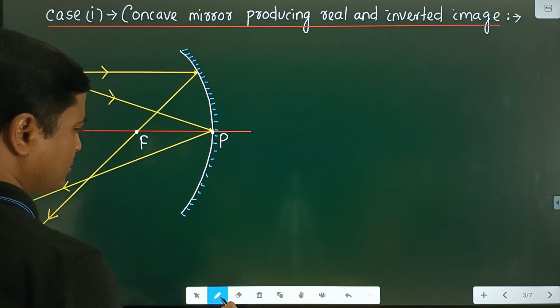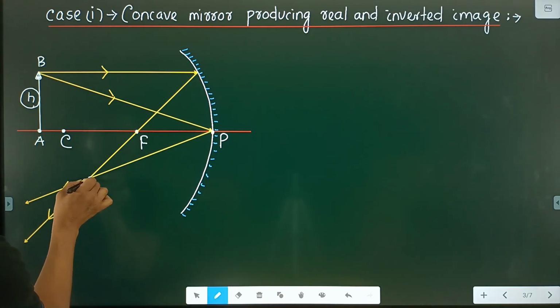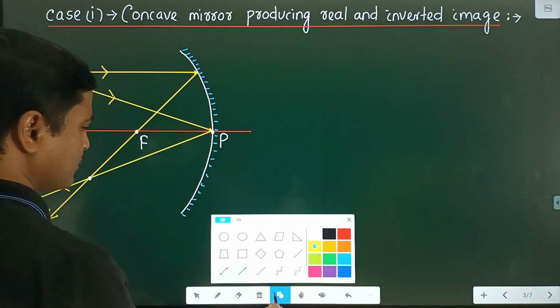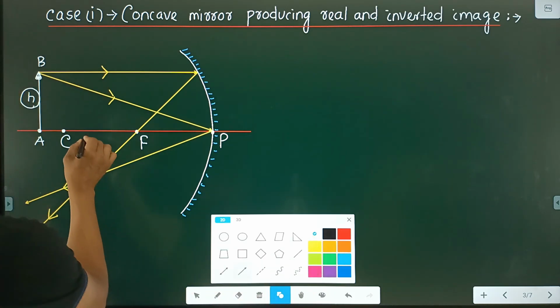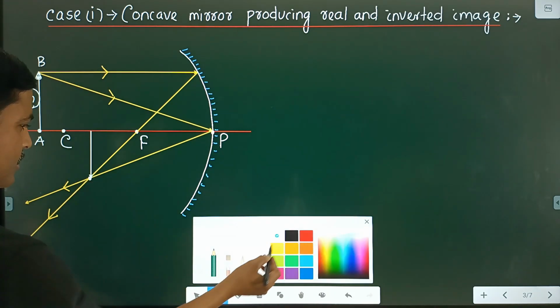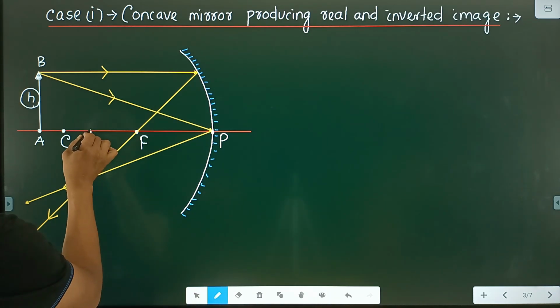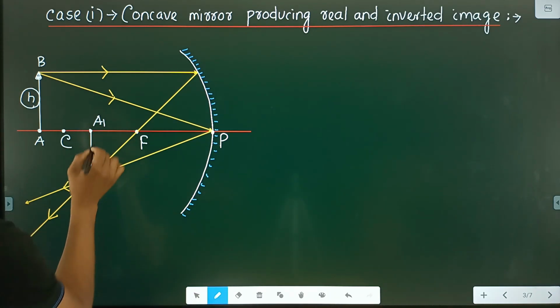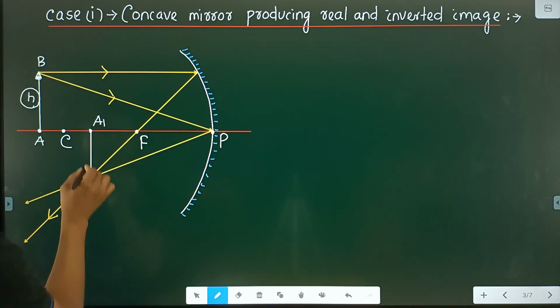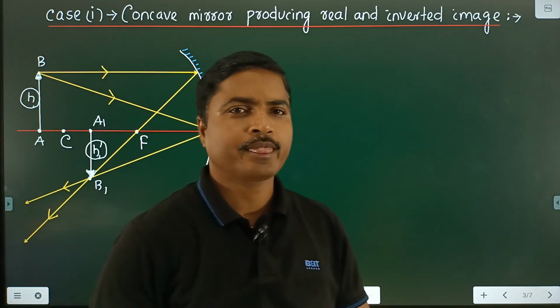And here, both the reflected rays meet at this point. That means the image is formed at this point. And that image is real and inverted. This is the inverted image. Clear? And for the height or size of the image, we write A1, B1. And for the size of the image, we write H prime. H prime is equal to A1, B1.